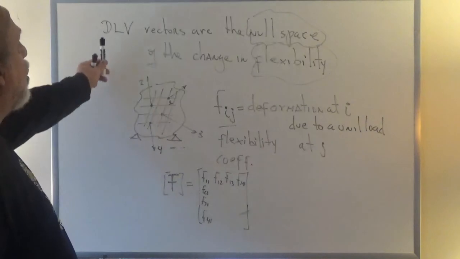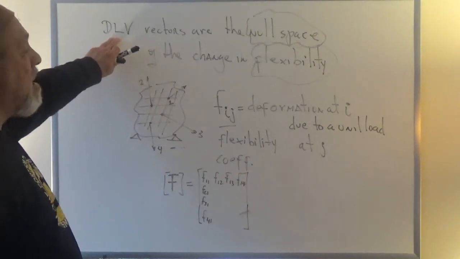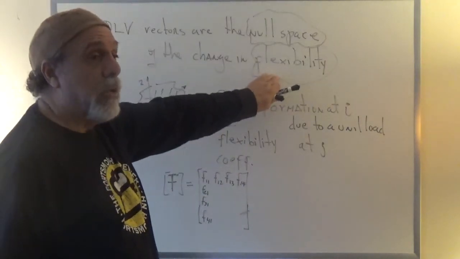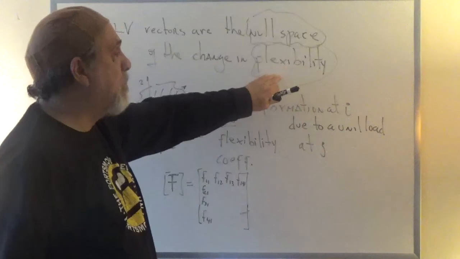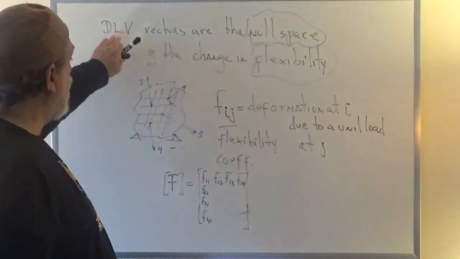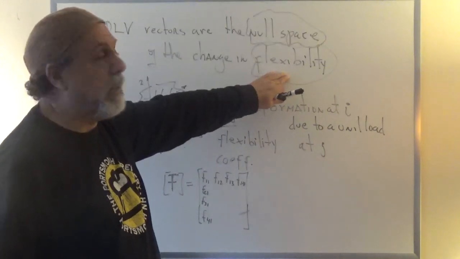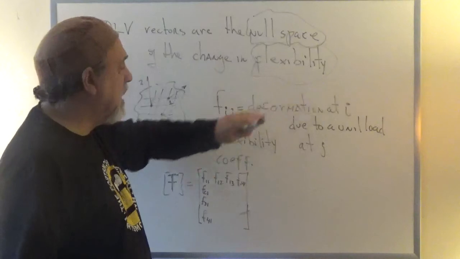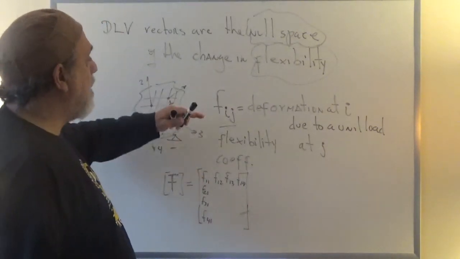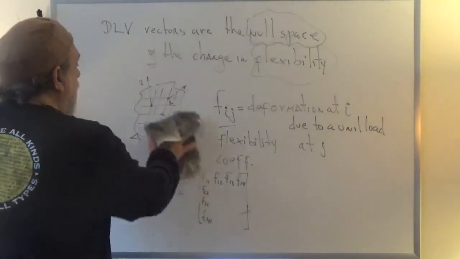But from the point of view of the DLV vectors, they don't care how you get the flexibility. We will get it with system identification because that's the practical approach. Yet, the approach of the damage locating vectors could not care less how you get the flexibility. It just simply says the change in the flexibility before and after damage contains the information that I want. Okay?